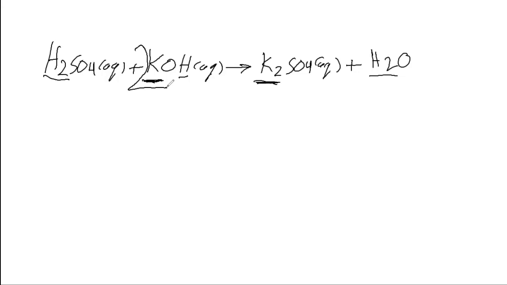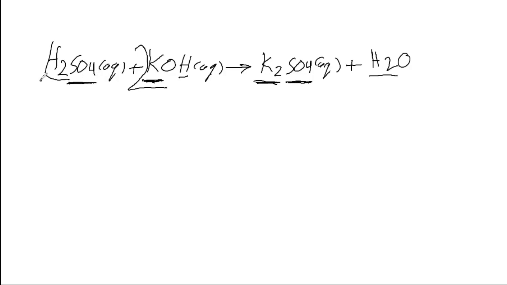Let's look at the sulfate. When you have a polyatomic ion like sulfate appearing on both sides, it's better to deal with it as a unit. So here we have 1 SO4, here 1 SO4. So the sulfate, the SO4, is balanced. Okay, now let's start with the hydrogen.